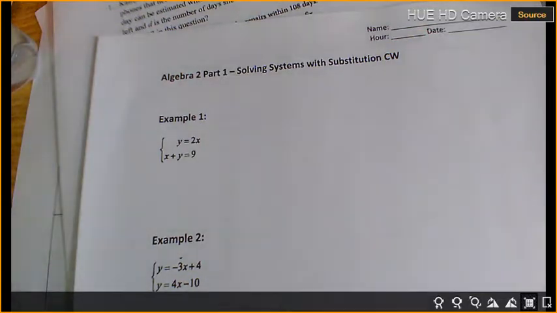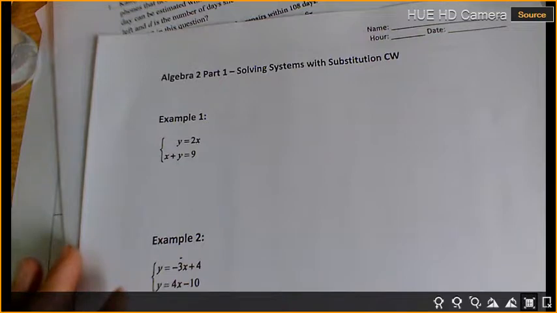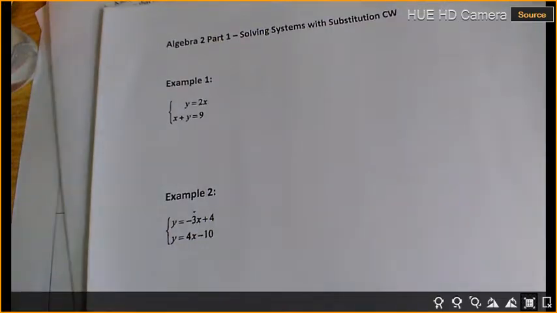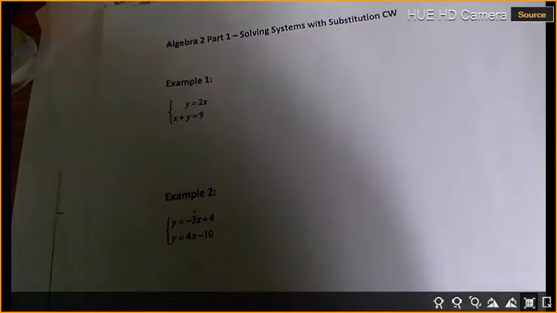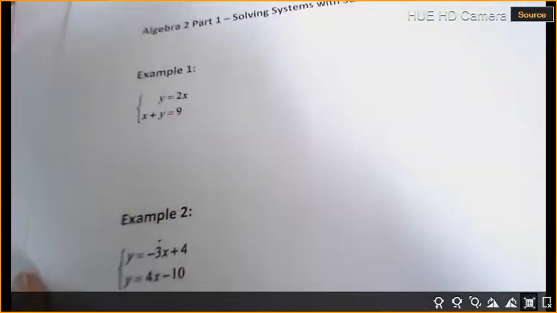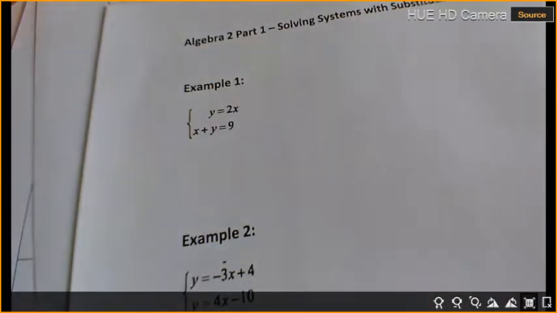Alright, we're looking at the substitution method, so we're going to talk about it today. We've done graphing. I personally hate graphing. My handwriting's real bad, so substitution is a little bit better. Tomorrow we'll do elimination. That's my favorite.